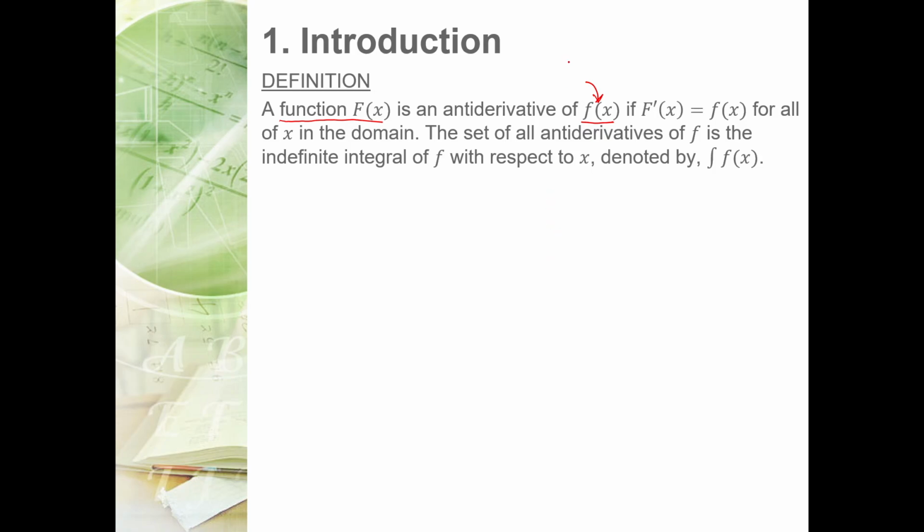So for example, muna siya ang ato ang 3x squared ganina. And then this function is what we call the x cubed, the original equation. So if big F prime of x, again if there's a prime, that's the first derivative, di ba, is equal to f of x for all of x in the domain. So the set of all antiderivatives of f is the integral of f with respect to x, denoted by the integral of f of x. In this second statement, big F prime of x is equivalent to f of x.